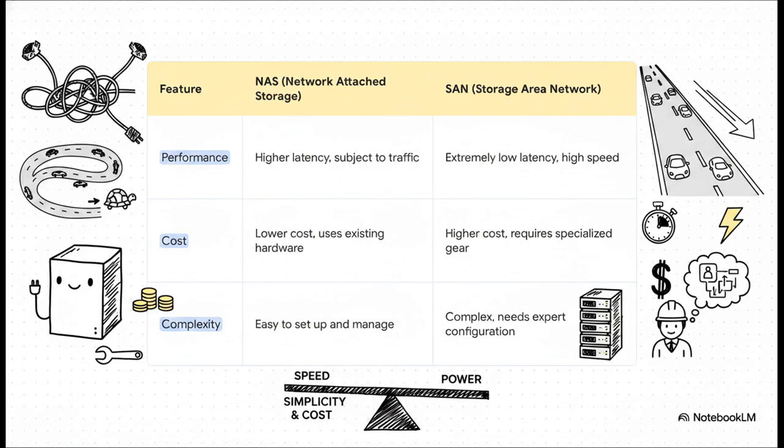And of course, these technical differences lead to some very real-world trade-offs. Because a NAS is sharing that public road, its performance can get bogged down by other traffic. That means higher latency or delay. A SAN, with its private highway, we're talking blistering speed with almost zero delay. But that performance comes at a pretty steep price. SANs need specialized, expensive hardware and usually an expert to set them up. A NAS, on the other hand, is often a simple plug-and-play box that's super easy to manage. It's the classic trade-off, isn't it? Speed and power on one side versus simplicity and cost on the other.